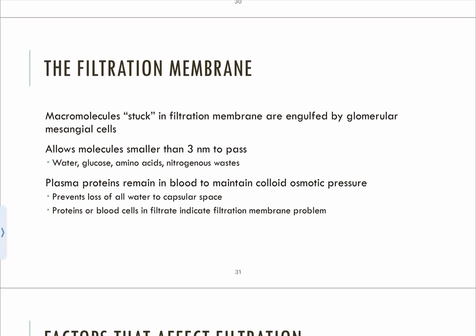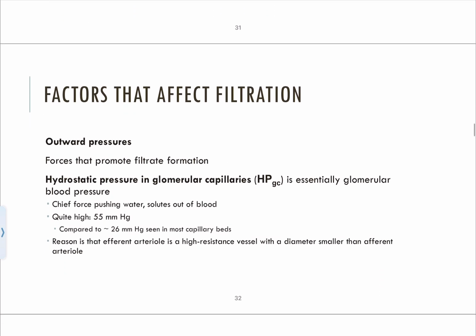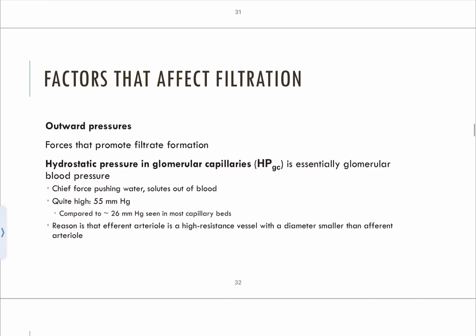So really, the spaces between the foot processes can allow molecules that are smaller than 3 nanometers to pass. Things that can pass are things like water, glucose, amino acids, and nitrogenous waste. What can't pass are plasma proteins. So those remain in our blood, and they also help maintain our colloid oncotic pressure. And this helps prevent the loss of all the water from our blood into the capsular space.